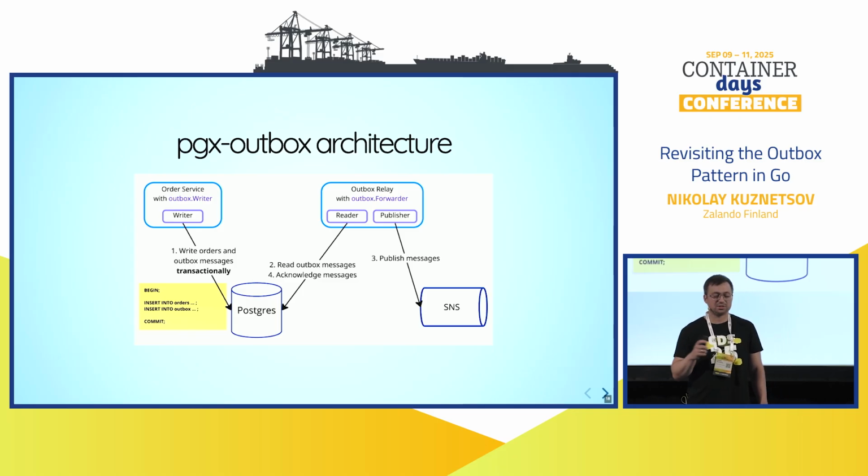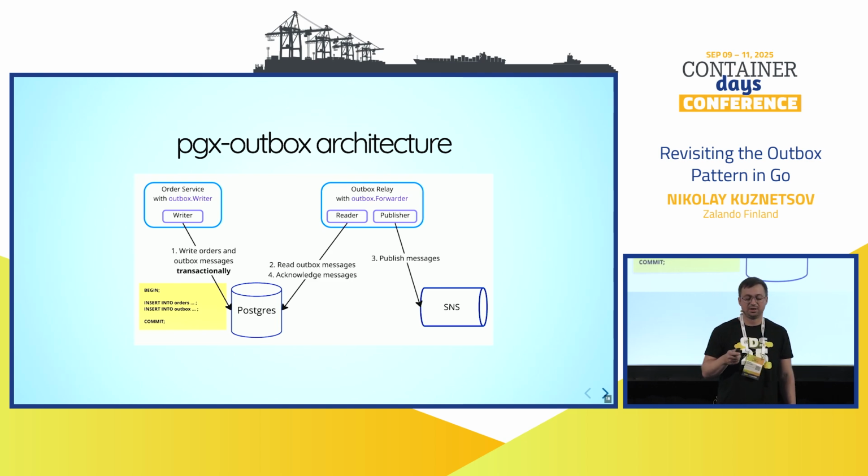So you saw this architecture of the transactional outbox pattern, and this is the pgx-outbox architecture. In the order service, there is an outbox writer, which helps you to actually join the existing transaction, and if you store the order, it can help you to store the message in the same transaction. So it helps you to transform the message, join the same transaction, and store that to Postgres.